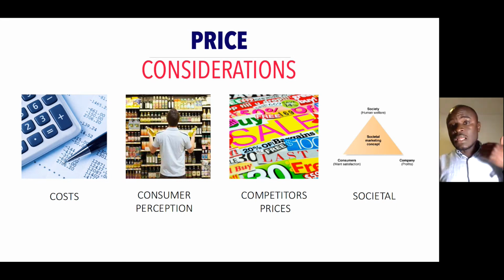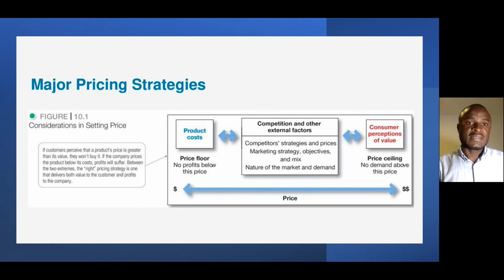And then we also have societal marketing that we have been talking about since the beginning of the semester. So society, human welfare, and companies, the profit we are going to make, and consumers. So we want to satisfy the wants and so on, right? And let's go step by step. In a step-by-step process, we have to understand that we have your major pricing strategy.